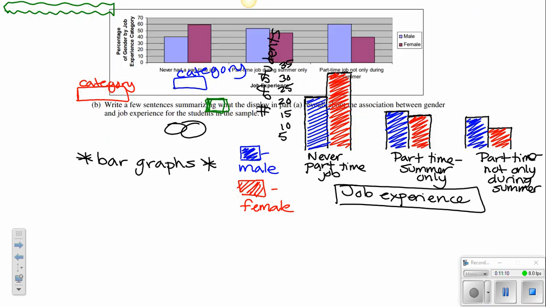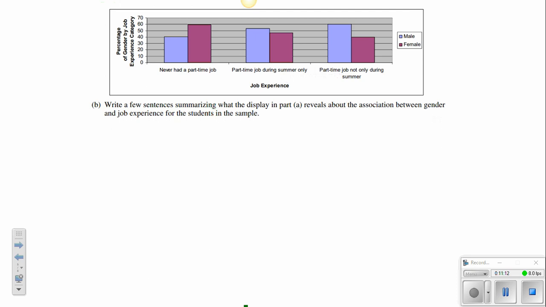All right, so for the next part here, this is going to be just one of the scoring guideline pictures. It's very similar to ours, but we're going to write a few sentences for part B, summarizing what the display in part A reveals about the association between gender and job experience for the students in the sample. Right? So what we're going to do now is write a couple sentences there. So if you need a moment, you can pause the video and make sure that you are copying down what you need to. But we're going to go ahead and continue with writing sentences.